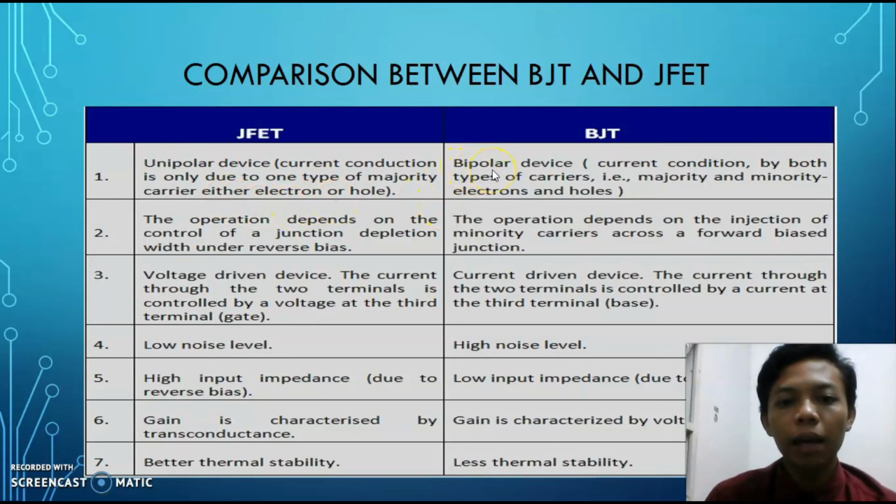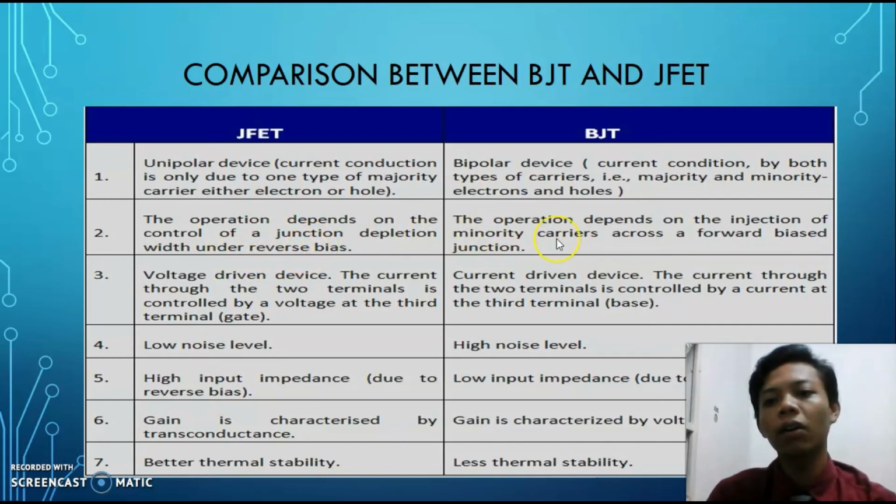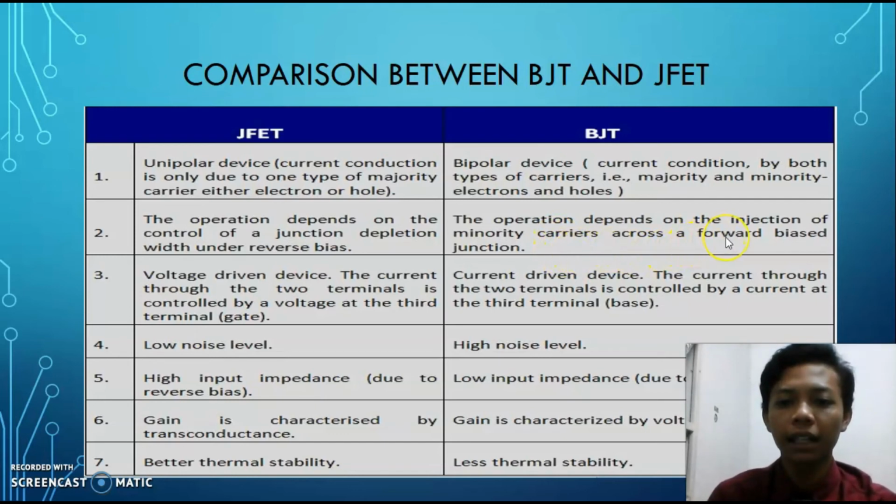For the BJT, it is a bipolar device. Current conduction is by both types of carrier, majority and minority, electron and hole. Second, for the JFET, the operation depends on the control of a junction depletion width under reverse bias. For the BJT, the operation depends on the injection of minority carriers across a forward biased junction.